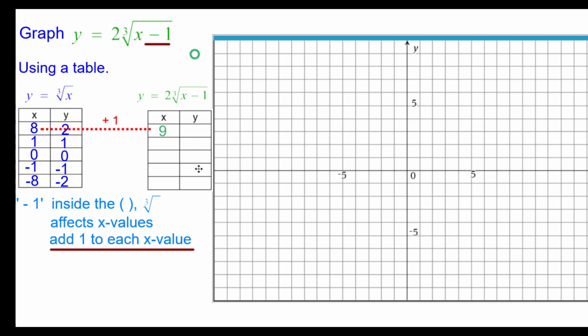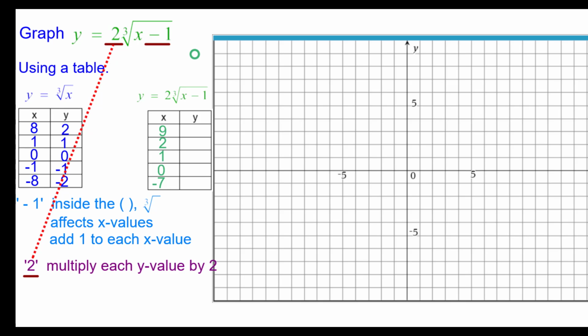And I'll let you go ahead and finish those 4 values. Pause to do so and resume when you're ready. One plus 1 is 2, 0 plus 1 is 1, negative 1 plus 1 is 0, and negative 8 plus 1 is negative 7. So go ahead and double check those.